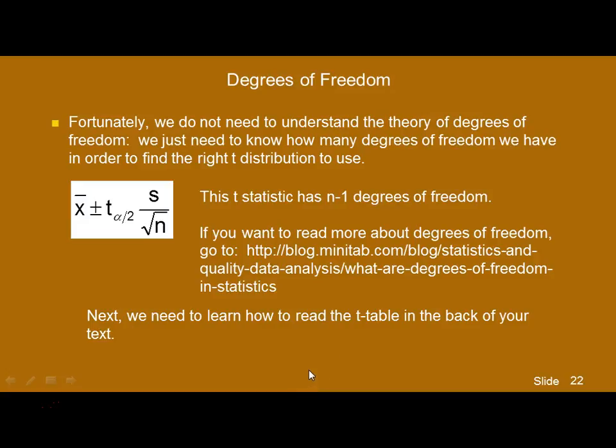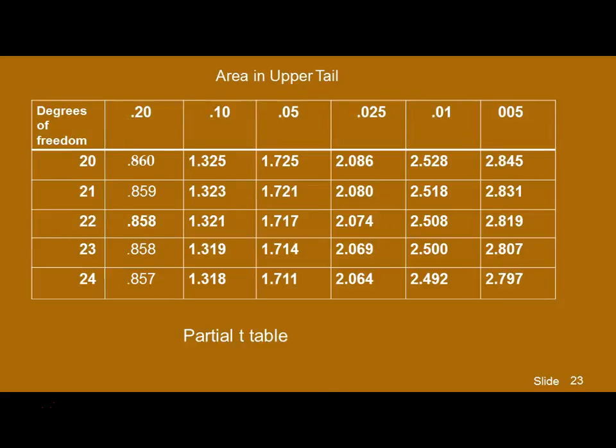Now we have to learn how to read a table of t-distribution values. Here I've put in a partial t-table. Now the t-table is going to be quite a bit different than the z-table, because remember there was only one z-distribution, but there's an infinite number of t-distributions. So I can't possibly give you a table for every t-distribution. What we're going to do is just give you a few selected t-values for any given number of degrees of freedom up to a limit. And we'll only be able to look at certain probabilities.